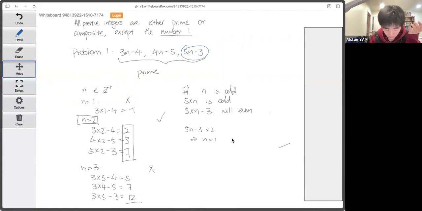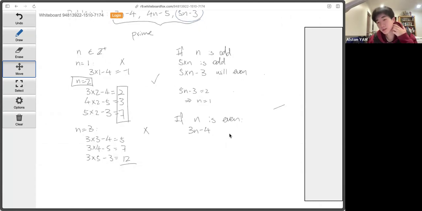Then let's see if n is even then. If n is even, another thing I would see is that the 3n minus 4 term is pretty interesting because n is even, 3 times n is even, and even minus 4, which is an even number, is still even. So we must have 3n minus 4 equal to 2 because 2 is the only even prime number. And we can solve that to get n is 2.